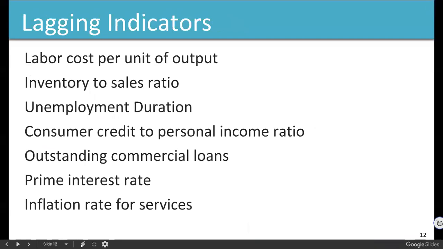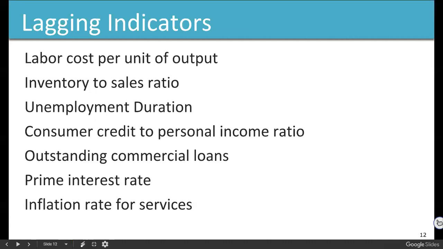After the economy starts growing, these things will start changing. The labor cost per unit of output is going to start going up. We're going to have a harder time finding workers because all the workers are working, so then we've got to start paying more, right? To try to steal workers away from jobs they already have instead of hiring the unemployed. So then our labor costs start going up because the economy has improved to the point that unemployment's gone away.